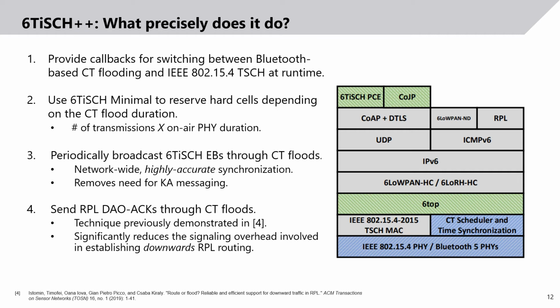We then also periodically broadcast the 6TiSCH enhanced beacons through the CT flooding mechanism, which provides network-wide highly accurate synchronization and actually removes the need for keep-alive messaging within the standard. And then finally, we also use a technique that's previously been demonstrated in a paper called Root or Flood, where you send the RPL DAO ACK also through the CT flooding mechanism, which allows you to significantly reduce the signaling overhead involved in establishing downwards RPL routing through the mesh network.